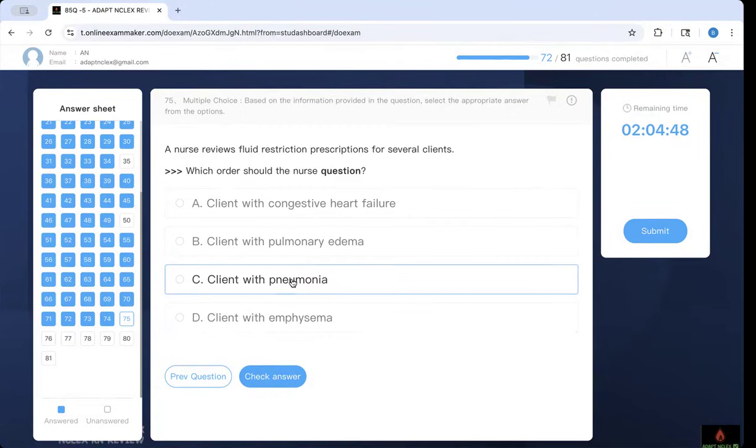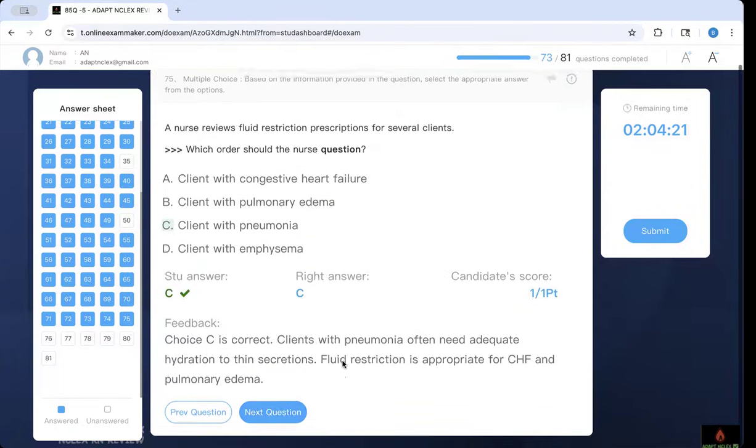But I can tell you, pneumonia. Why? Pneumonia needs to break secretion, and you need fluid to break secretion. If you restrict fluid in them, they can't break secretion. CHF, you need to restrict fluid because they have too much fluid in the system. Pulmonary edema, they have too much fluid. Emphysema does not need fluid, so restrict them because they are air trapping. Therefore, C is the right answer.